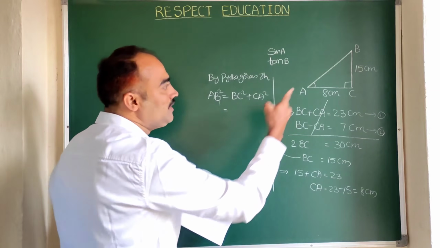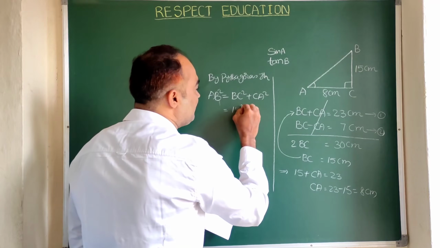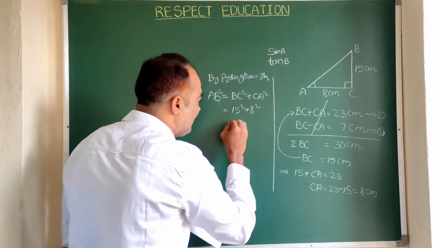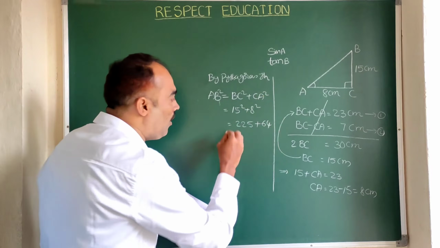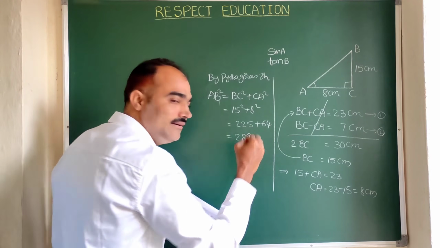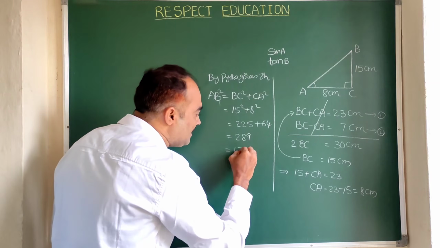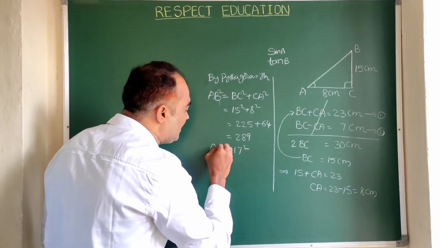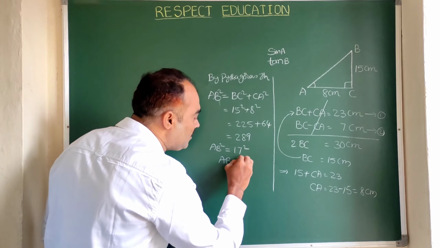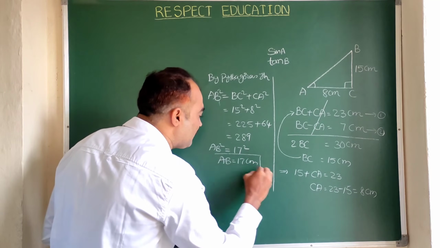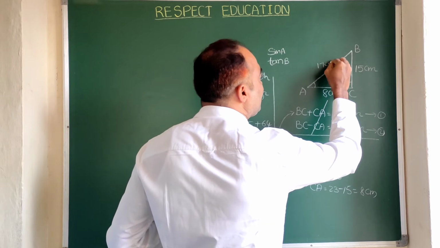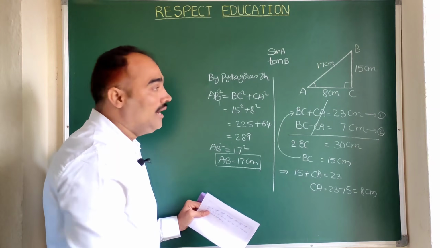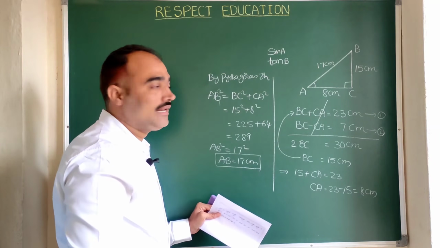So let us substitute the values. BC square is how much? 15 square. CA square is 8 square. 15 square value 225. 8 square is 64. On adding, you will get 289. This is nothing but 17 square. So here AB square is 17 square. So AB is equal to 17 centimeter. So here we get AB also, that is 17 centimeter. Now let us write the values what are required.